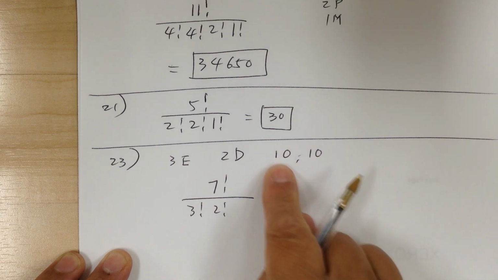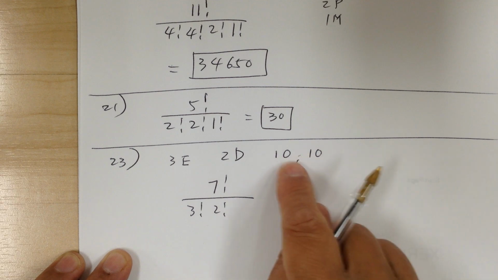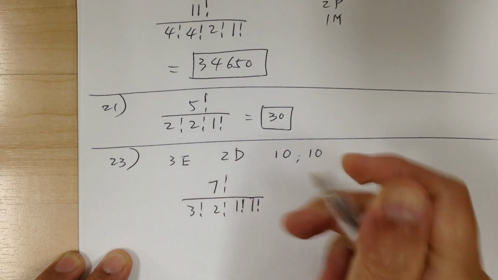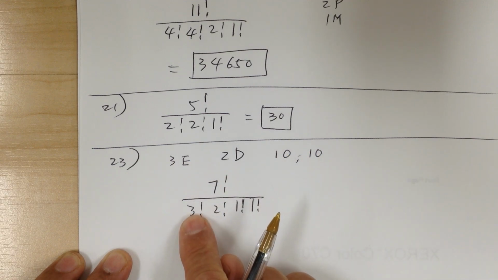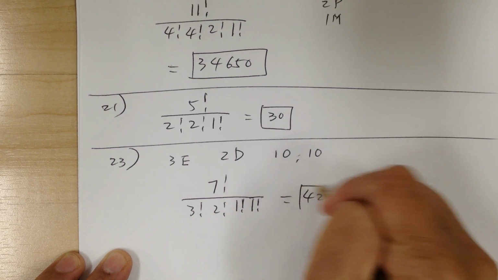Now you cannot divide by 2 factorial for the opals because they are not the same. They are all different. So you have to be careful. So you're going to get 1 factorial, 1 factorial, because here your 2 opals are different. If identical, you lump them together, then you have to divide. And so this will give you 420.